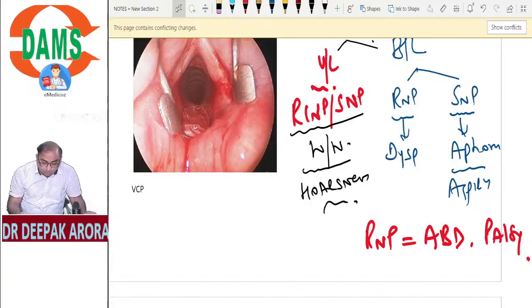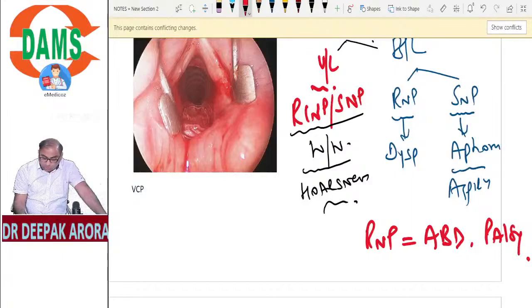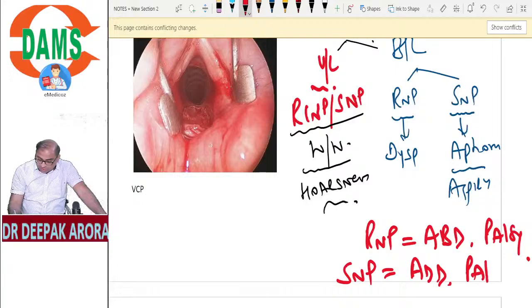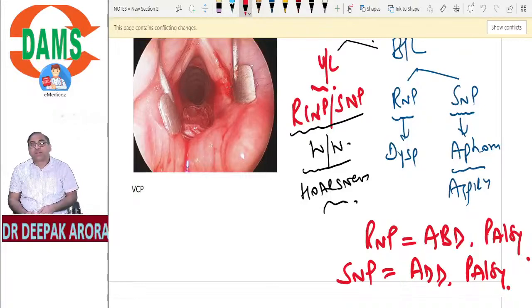And if it is superior laryngeal nerve palsy, just remember this point. Any student who can tell me, in bilateral superior laryngeal nerve palsy, what will be the common symptom? Bilateral superior laryngeal nerve palsy will be adductor palsy. Very good, very nice, Dr. Sahil. Excellent. This is a rare condition.